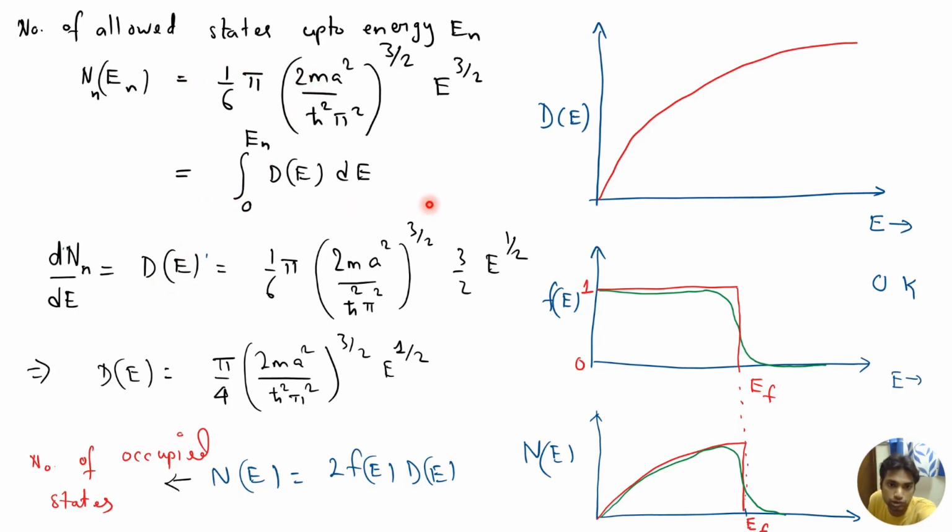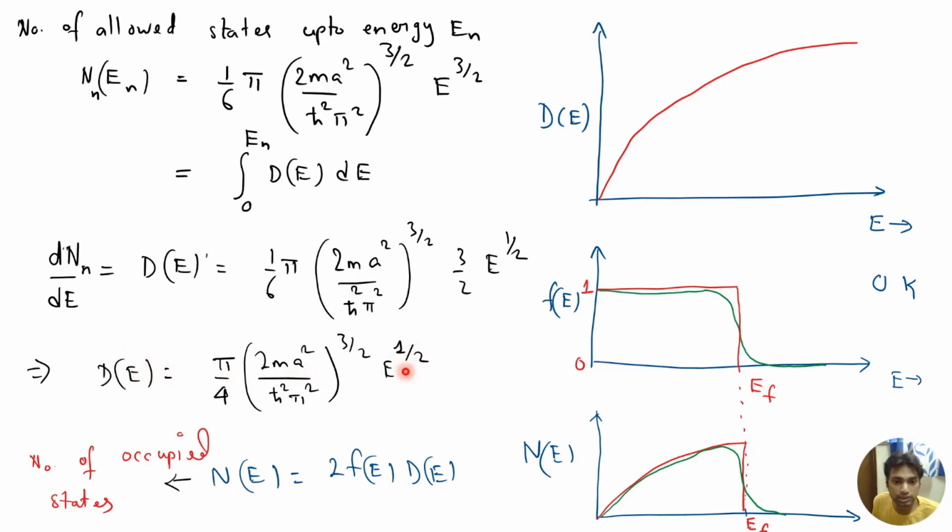So this function you have to look carefully. Take the derivative on both sides. On the left you end up with D of E, and on the right you have 1 by 6 pi, and the 3 by 2 gives 3 by 2 E to the power half. If you simplify that, you get D of E is equal to pi by 4 times 2m a square over h bar square pi square to the power 3 by 2 and E to the power half. So what we have now is the density of states D of E. It tells you the number of allowed states in the energy range E to E plus dE.